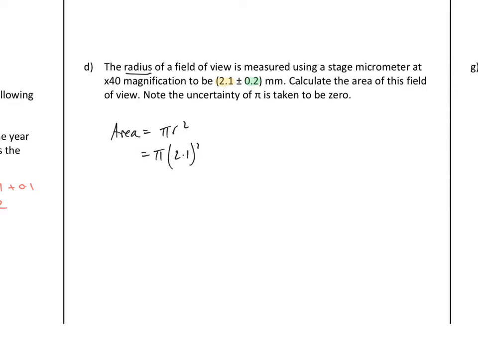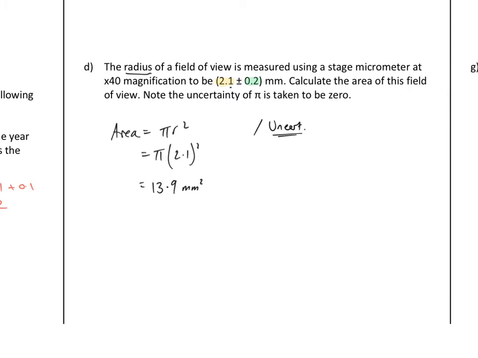So 2.1 squared times by pi equals 13, and we've measured it to 1 decimal place here, so I'm going to do the same. That's 13.9 millimeters squared. Okay, I'm saving that number in my memory because I'm going to have to use it again, and I'm going to use it in its raw form, not its rounded form.